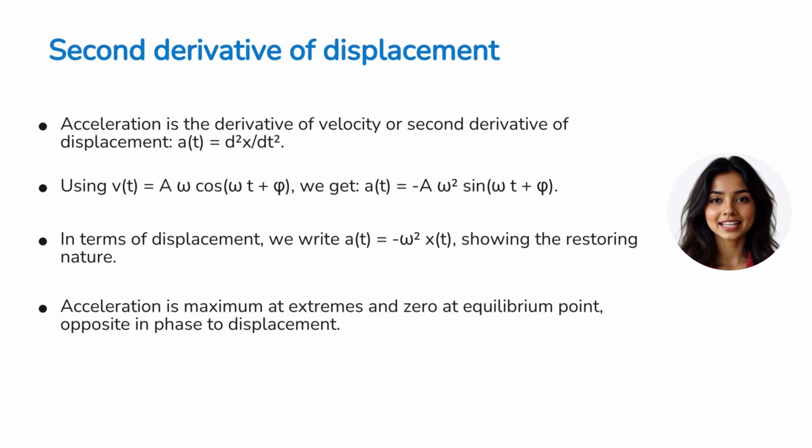Another way to express acceleration is simply a of t equals negative omega squared times x of t, showing the direct relationship between acceleration and displacement. Imagine a spring stretched out. When you pull it to one side, the spring pulls back harder the further you stretch it. Acceleration is greatest when displacement is maximum, that is, at the extremes, and it's zero exactly at the equilibrium or mean position, because there's no restoring force there.